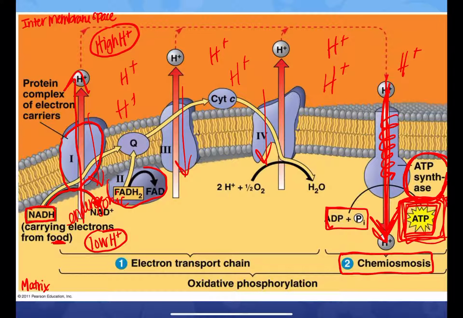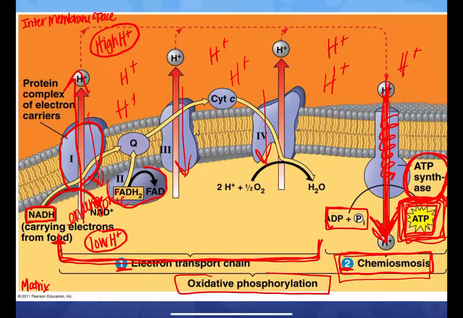And that's chemiosmosis. So this first part is the electron transport chain. These electrons moving down this chain produce the energy that causes this second step, which is chemiosmosis. And so the book describes them as electron transport chain and chemiosmosis together make up oxidative phosphorylation, okay?